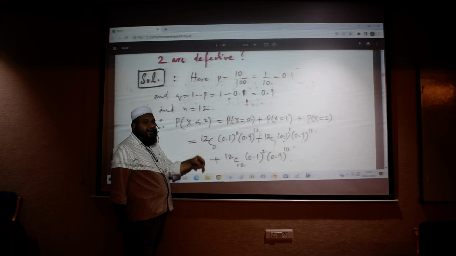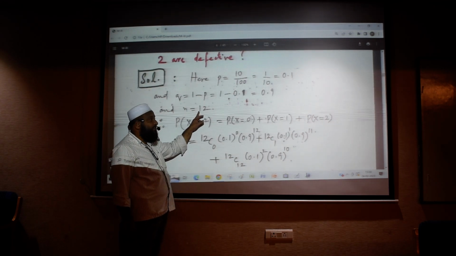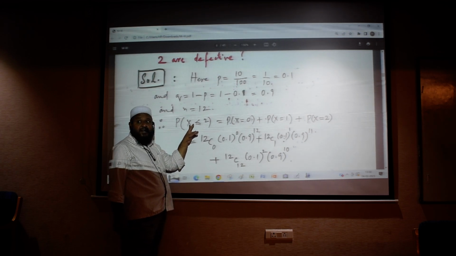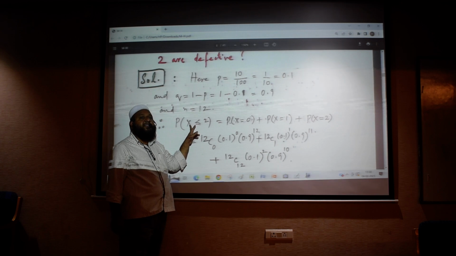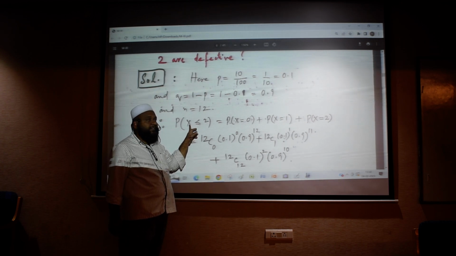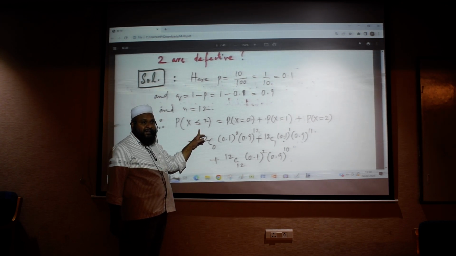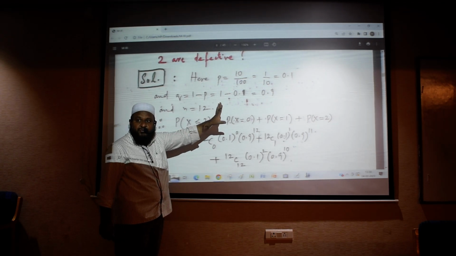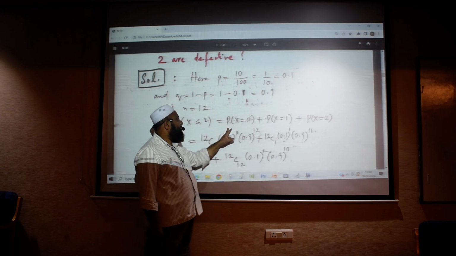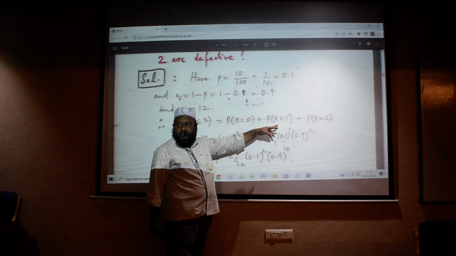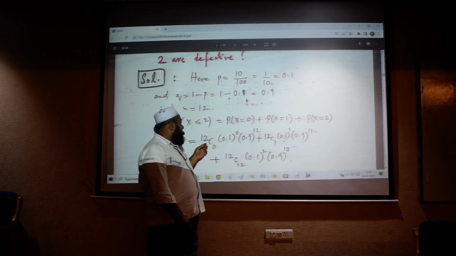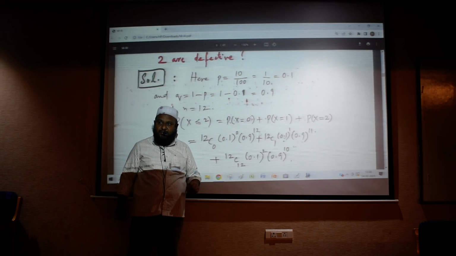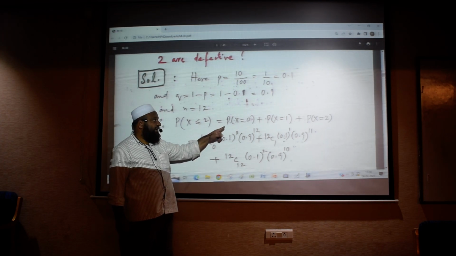So how many screws are taken? 12 screws are taken. So we need the probability that X, this is the random variable, that random variable is nothing but the number of successes. So the number of successes should be 2 or less. Maximum 2 successes, right? So 2 screws defective like that. Now P of X equal to 0 plus P of X equal to 1 plus P of X equal to 2. What is the probability that there will be no defective screw? So 0 defective screws.